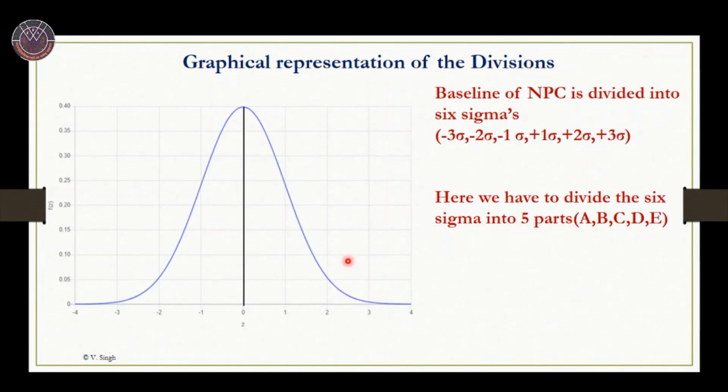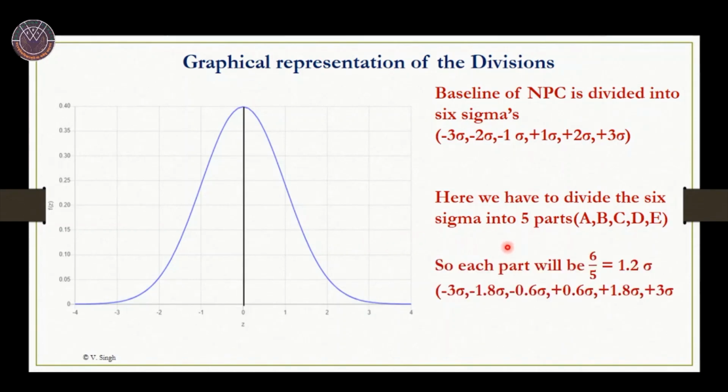In our problem, we have to divide into 5 parts. The 5 parts are A, B, C, D, and E. We have got 6 sigmas, but we need to divide into 5 parts. So how can we do that? Simple mathematics we will use.